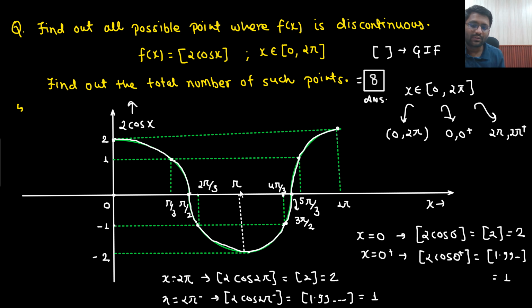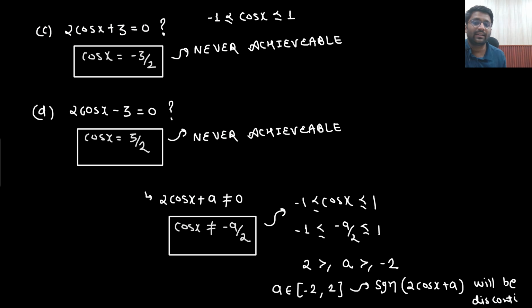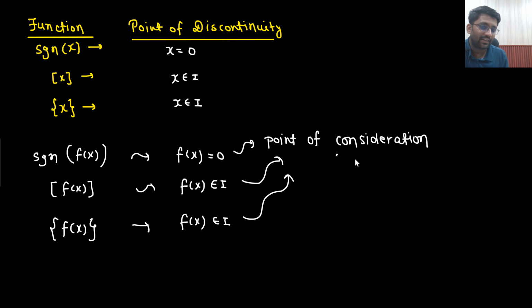No, sir. When 2 cos x was -2, at that point it is not discontinuous. What is the value of f of pi plus? Sir, f of pi plus, the value is -1.9999 something, which will be dropped down to -2 only. What is the value of f of pi minus? Sir, -2 only. And what is the value of f of pi? That is also -2 only. So yes, it is continuous at this point. So where it is becoming integer, it is continuous at that point as well. That's why I said these will be points of consideration, not points of discontinuity. You will consider that point, but it might be continuous, it might not be continuous as well.